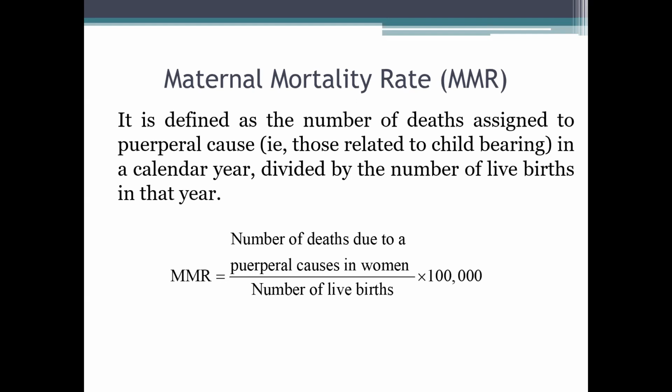Maternal mortality rate. It is defined as the number of deaths assigned to puerperal causes, that is, those related to childbearing in a calendar year, divided by the number of live births in the year. This is also multiplied by 100,000. That is the maternal mortality rate formula.